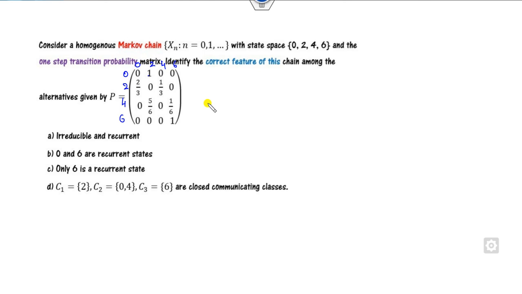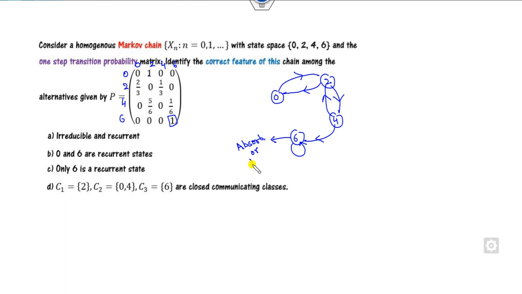Now you can draw the diagram. How can you draw the diagram? States are 0, 2, 4, 6. 0 to 2, 2 to 0, 2 to 4, 4 to 2, 4 to 6, 6 to 6. Clearly, one of the diagonal entries is 1. So it means this 6 is my absorbing state, or you can also call it a recurrent state.